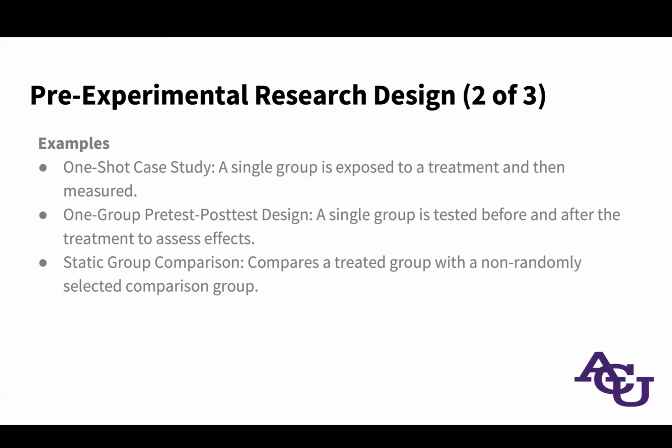Now, there are a number of different examples here. The first, one-shot case study, is people get something and you see what happens after that. Pre-test, post-test is where you give them a test before something, a drug, an intervention, a training perhaps, and then you see what happens when you measure it later. And a static group comparison is you compare a group that has been treated with a non-randomly selected comparison group.